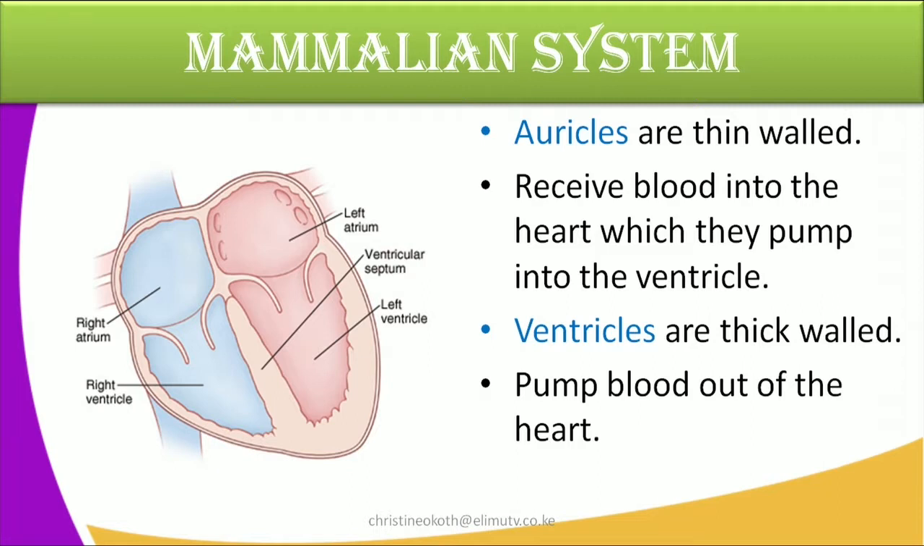Then the ventricles, we say they are the lower part of the heart. They are made of very thick wall. So note the difference. The auricles are made of a thin wall, whereas the ventricles are made of the thick wall. The function is also different. The ventricles will pump blood out of the heart.